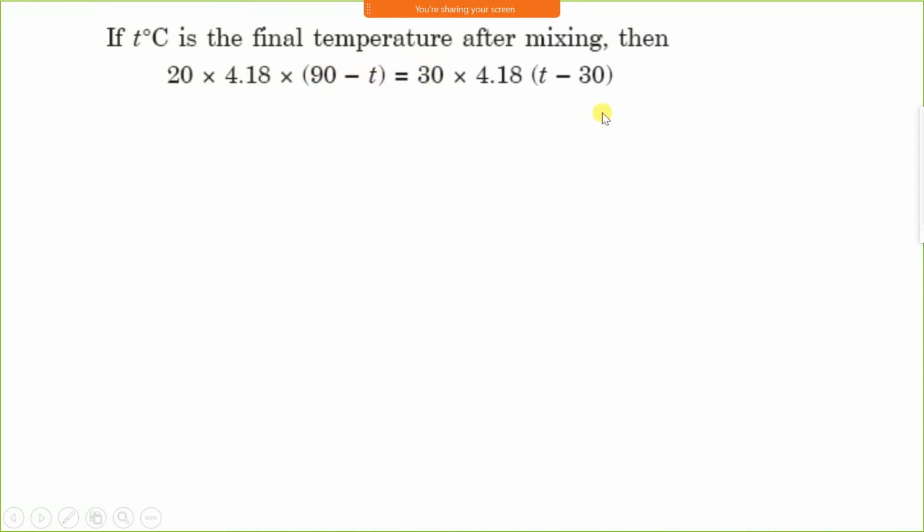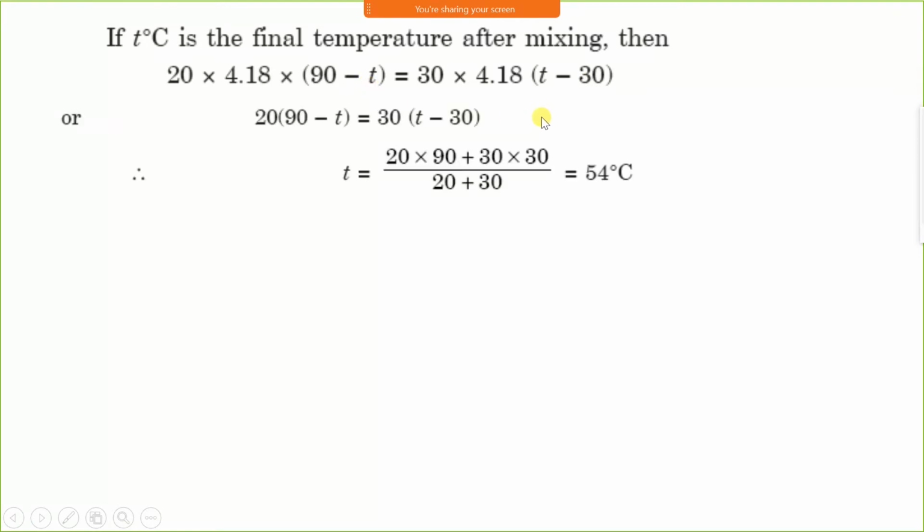Then heat gained by the cold water is m cp delta T. Mass of cold water is 30 kg, specific heat of cold water is 4.18. The temperature will increase after gaining the heat, therefore T is greater than 30 degrees, and we write T minus 30. We have to calculate the value of T from this equation. The value of T is 54 degrees Celsius.